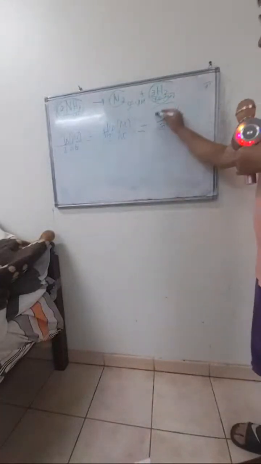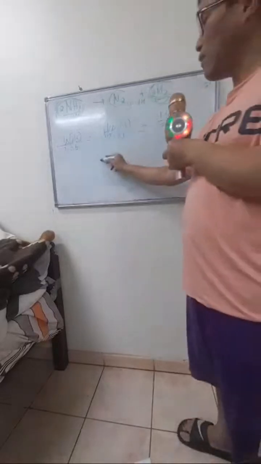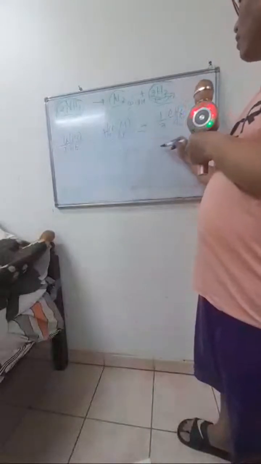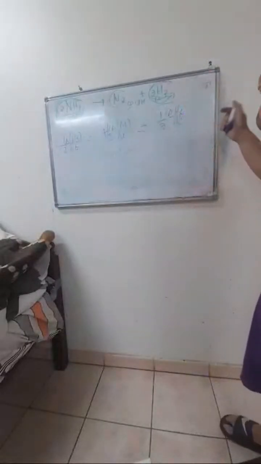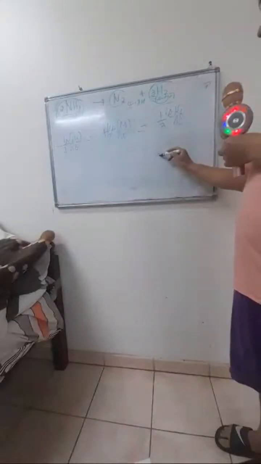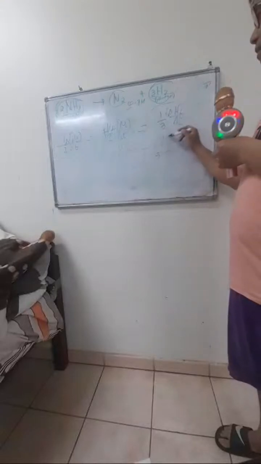So why does it become 1/3? Because you use the basis of calculation of 0.01 molar per second N2, so your N2 is used as your reference. For hydrogen gas, it is 3, then N2 is 1. That's why it is 1/3. You get the point? So that's why it becomes negative 1/2, positive 1/2, positive 1/3.